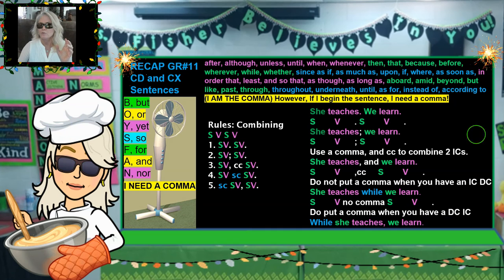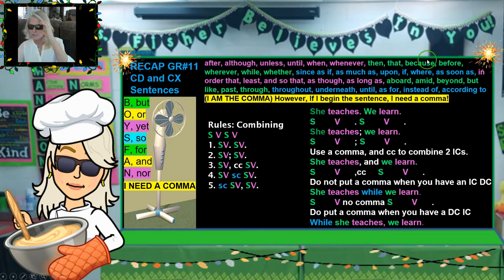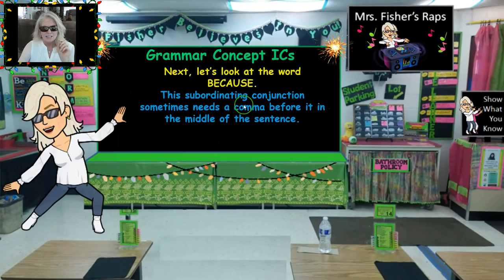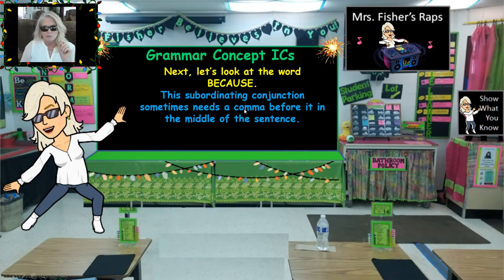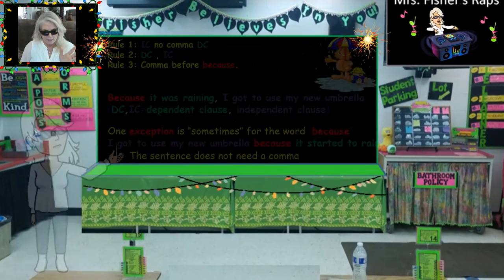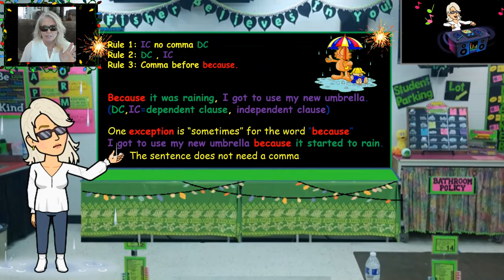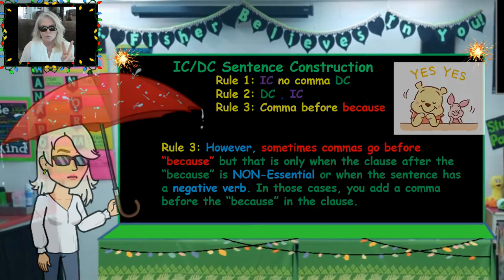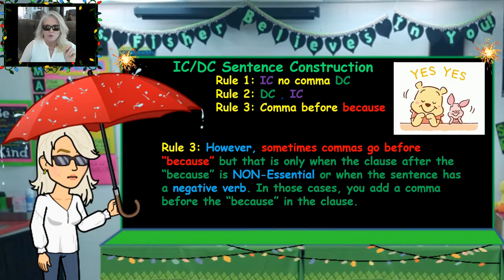Just before we do this, one of the words on here is the word because. It's right here. This word because has a special exception for its punctuation. Normally when it's in the middle of the sentence, it does not need a comma, just like all the other words. But there is an exception where sometimes, when it's in the middle of the sentence, you'll put a comma before it. There's two reasons why you would do that.